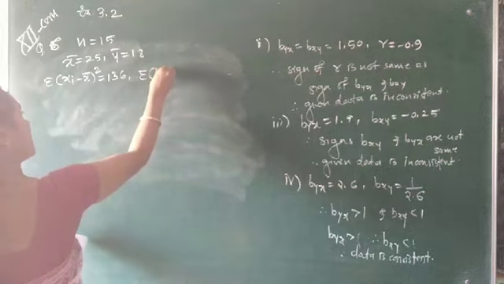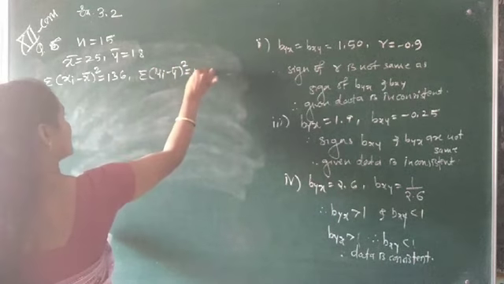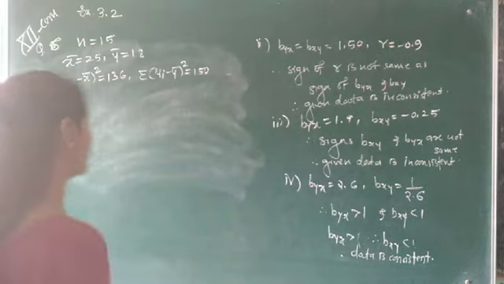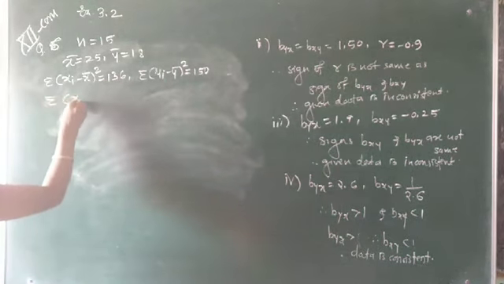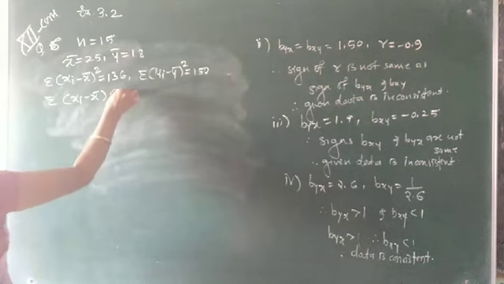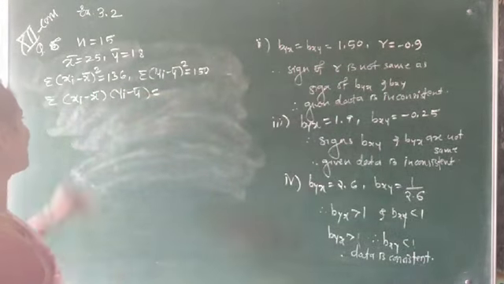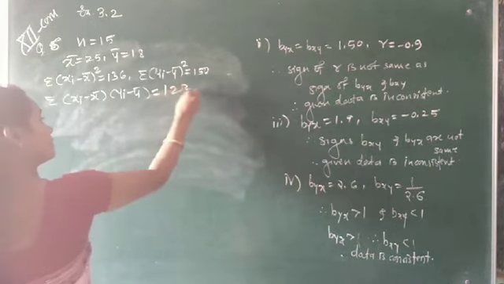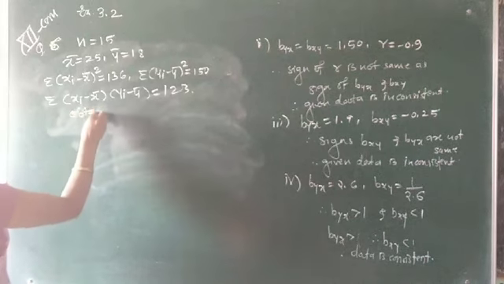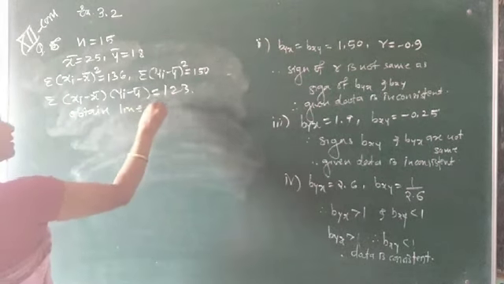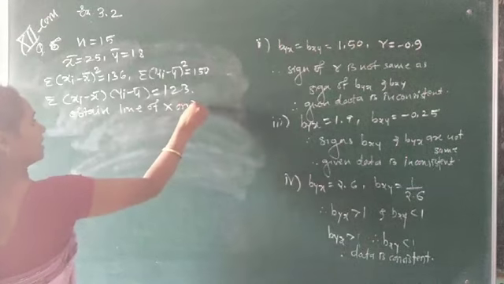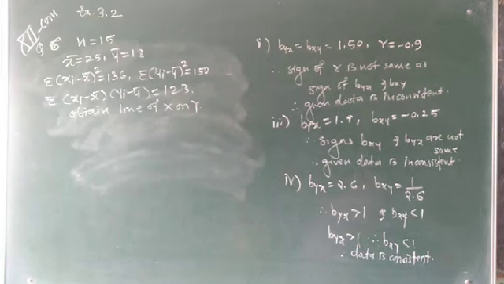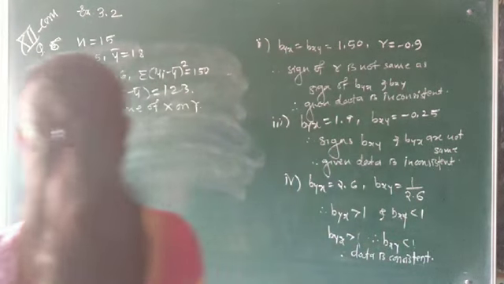And the summation of (yi minus y bar) square is equal to 150. Next, the sum of product of deviations, that means product of these two deviations, (xi minus x bar) into (yi minus y bar), is 123. Obtain the equation of line of x on y. So we have been given all the information. We have to simply find the equation of x on y. So let us solve this question.